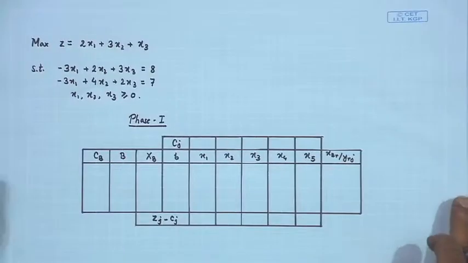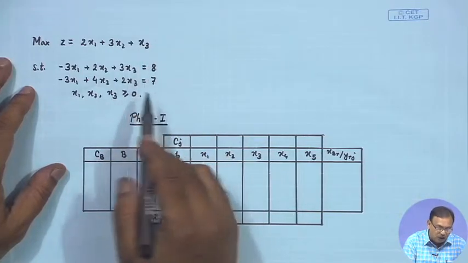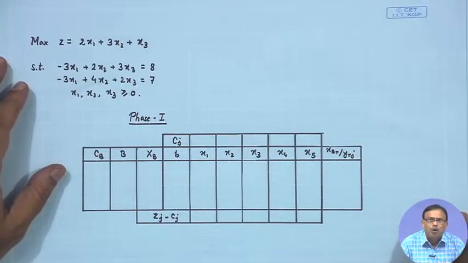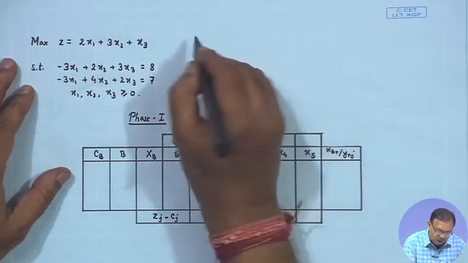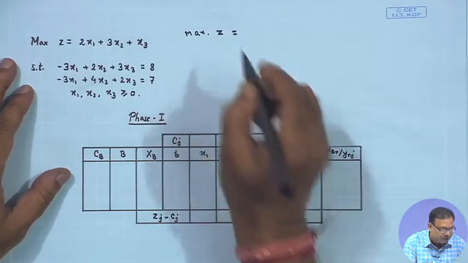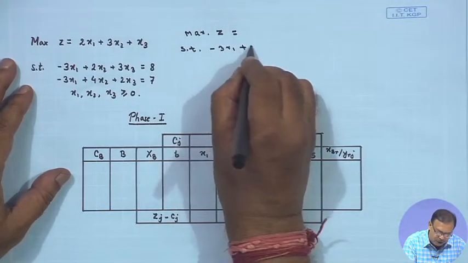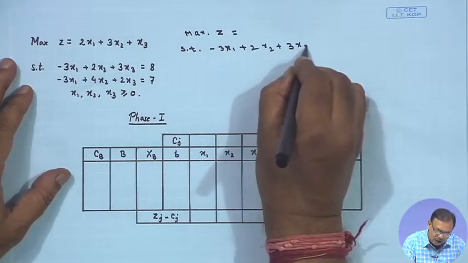Say it is z equals 2 x 1 plus 3 x 2 plus x 3, subject to these two equality constraints. So, here you do not have less than or equal or greater than or equal constraints, but you have equality constraints for both. So, in standard form, first I have to write down maximize z equals minus 3 x 1 plus 2 x 2 plus 3 x 3.